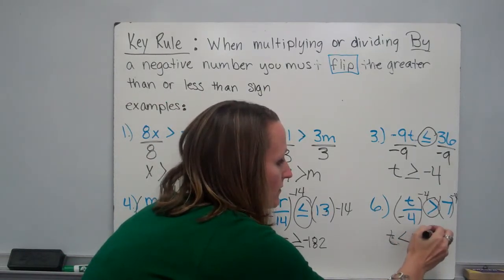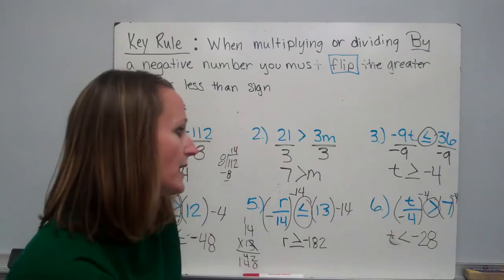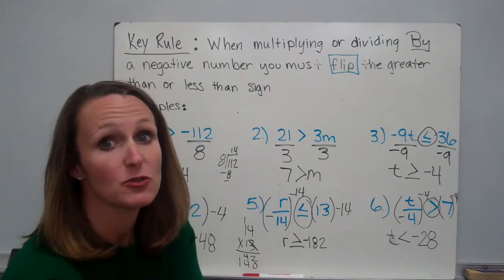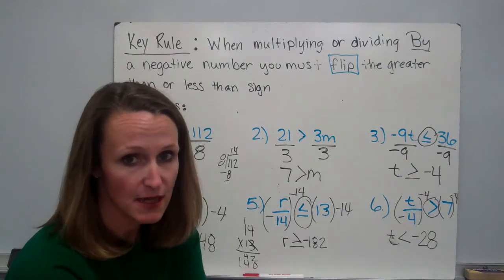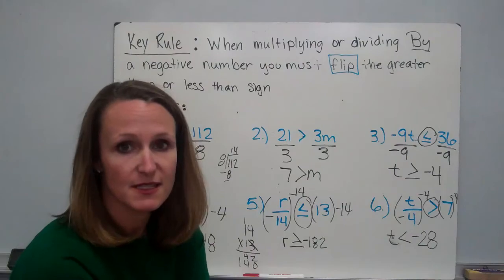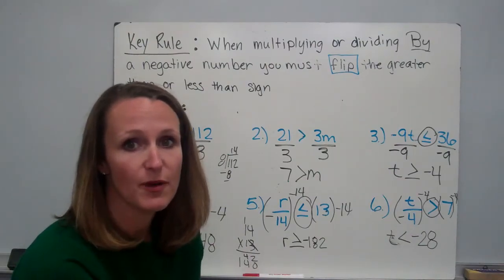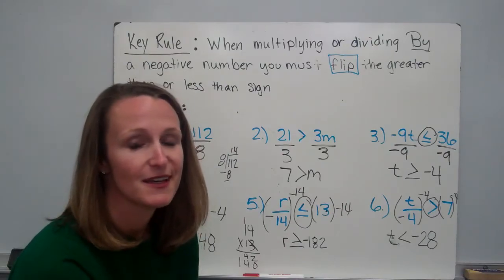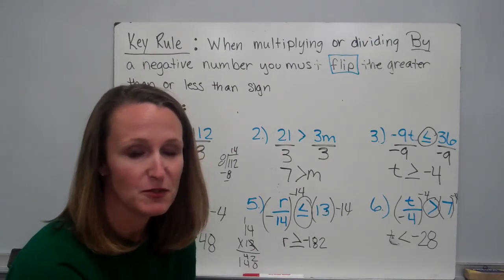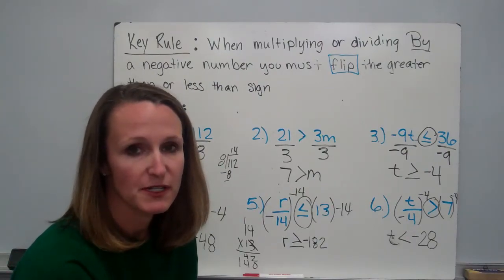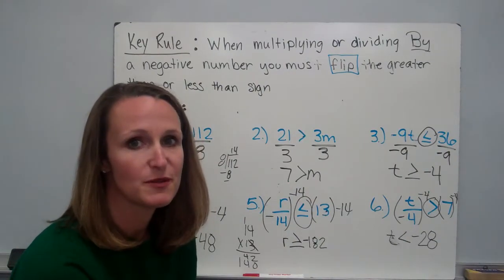negative 28. Okay, so what you need to remember from this video is that you solve one-step inequalities the same way we solved one-step equations. The big difference is that if you multiply or divide by a negative, you're going to flip the sign. You're going to hear me say this in multiple videos over the next few days. But that is the most important thing about inequalities. If you forget to flip that sign, your answer is going to be wrong every time.